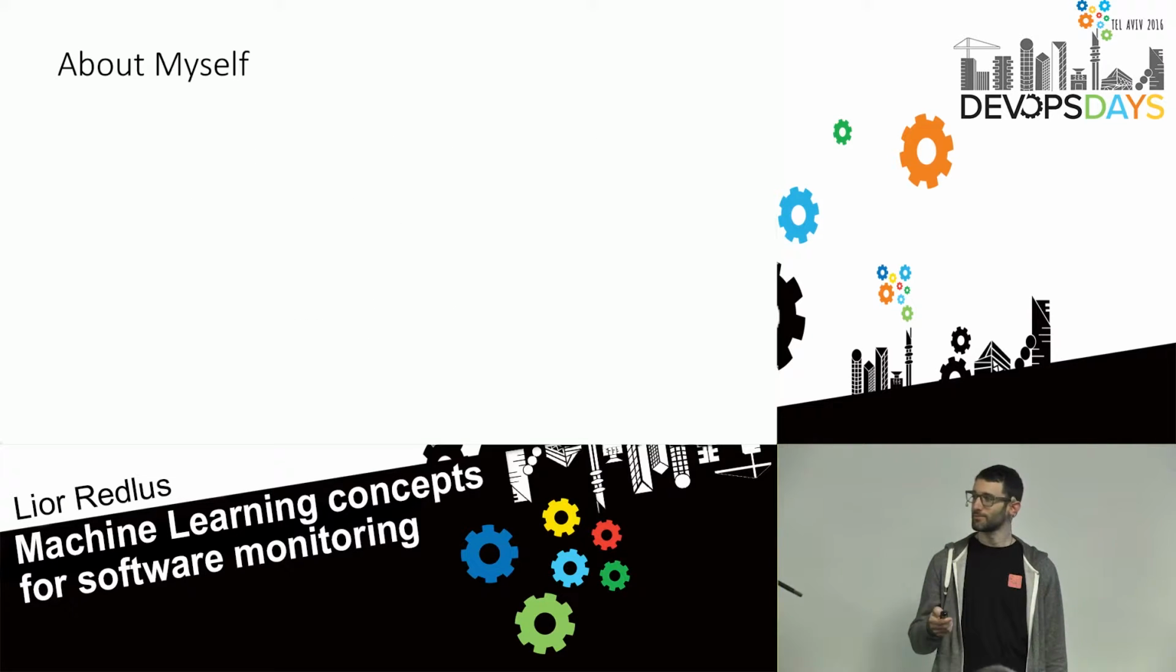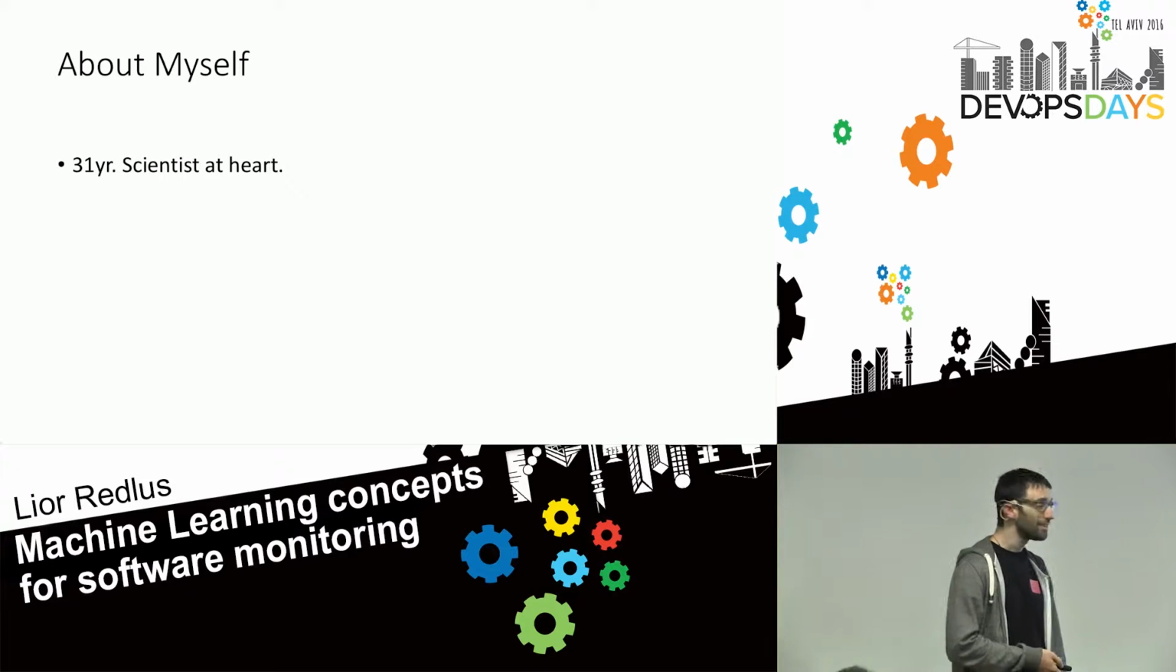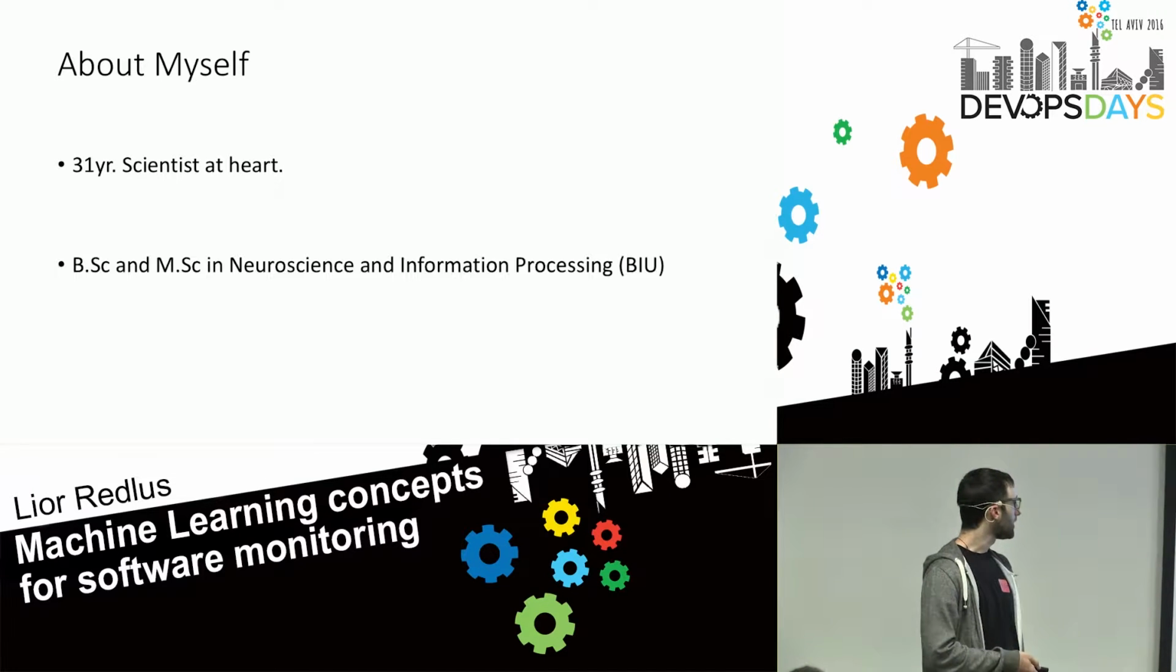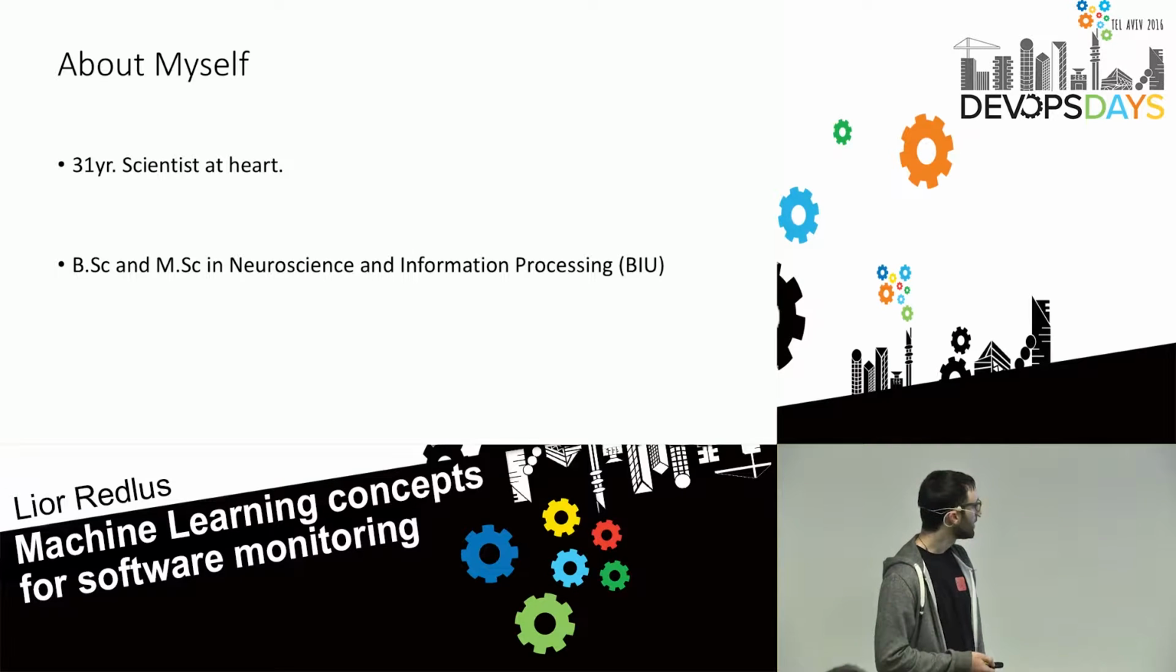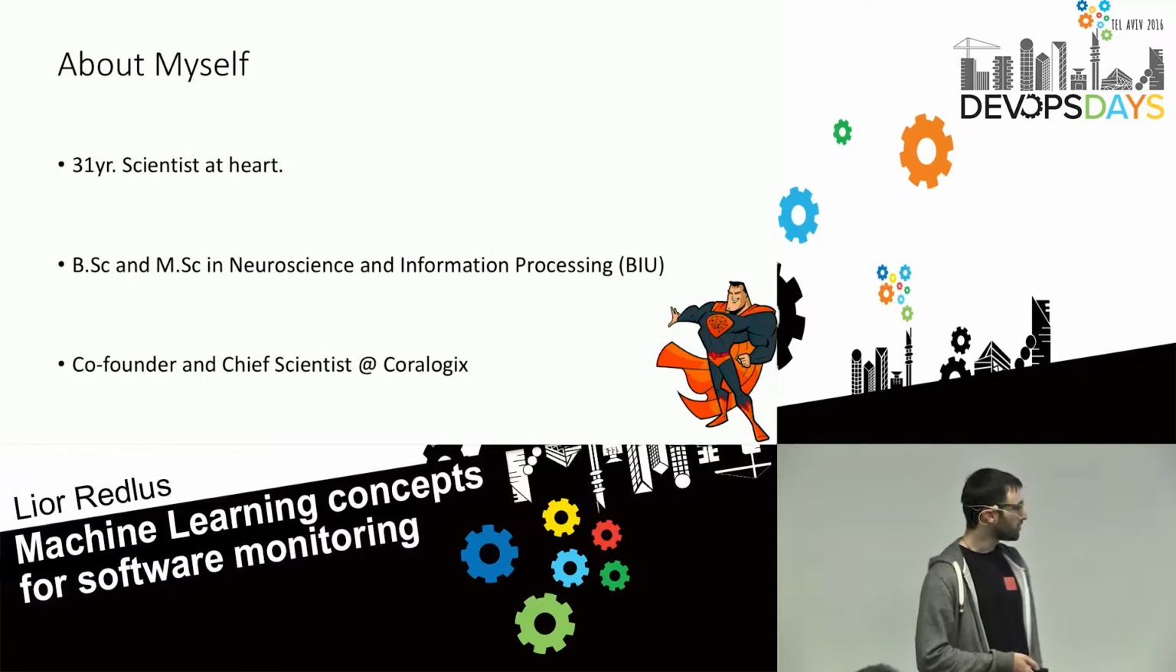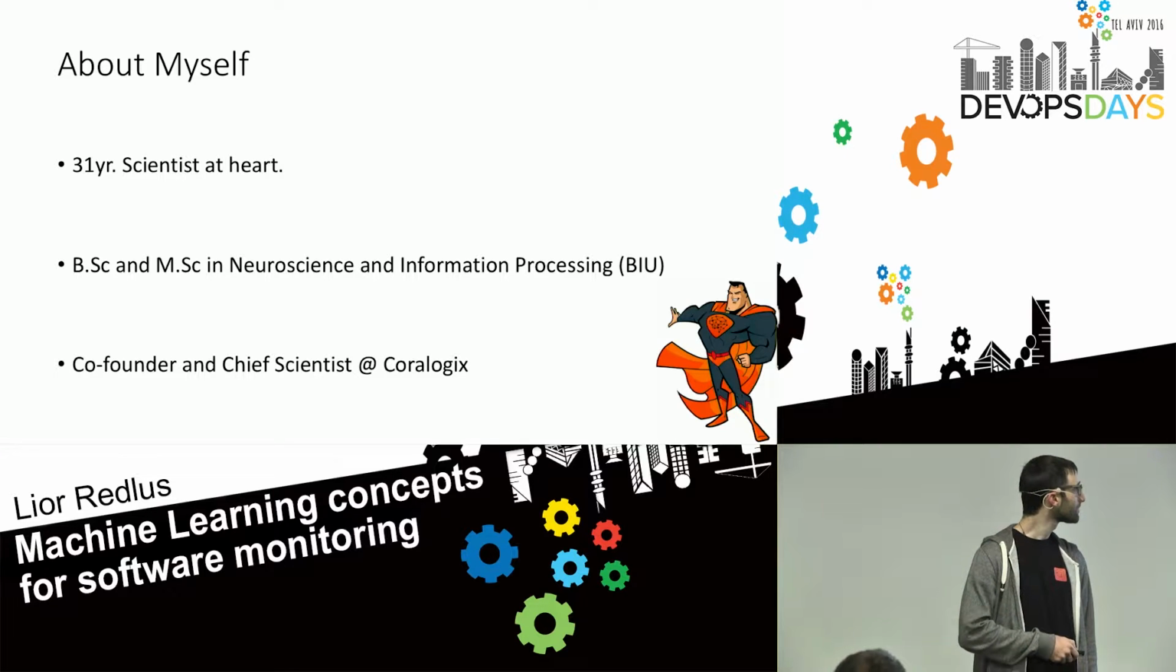So, about myself. I'm 31 years old, scientist at heart. I have a master's degree in neuroscience, information processing from Bar-Ilan University. And currently, I'm a co-founder and chief scientist at Coralogix.